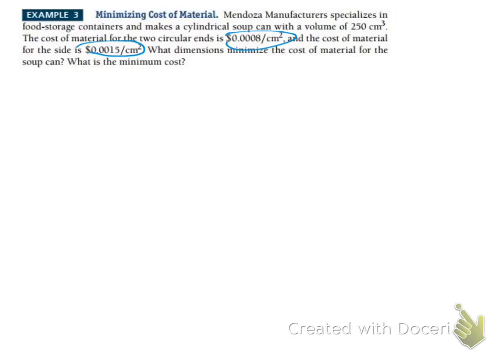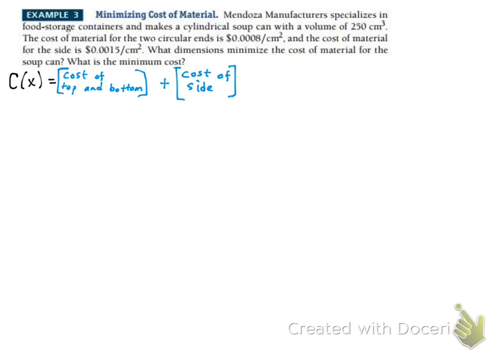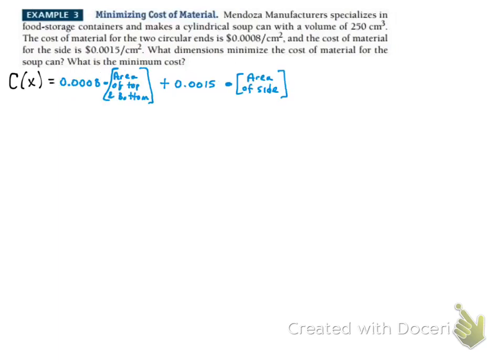So in this case, the cost of the can is our objective function. We need to first come up with a function that represents the cost of the can. The cost of the can will just equal the cost to make the top and the bottom, the two circular ends, and then the cost of the side piece. To figure out that cost, we just need to take the price per square centimeter and multiply it by the total area that we need.